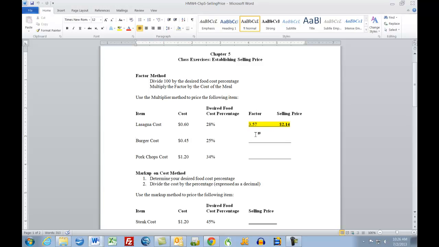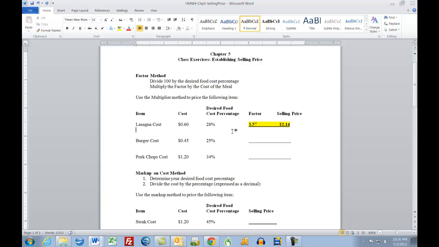Now, in this particular example, it says that you need to divide 100 by the desired food cost percentage, and that creates what's called the factor, which is the amount listed right over there, 3.57. Then you take your factor and multiply it by the cost of the meal.